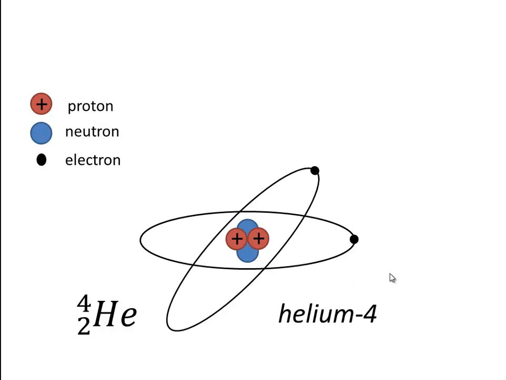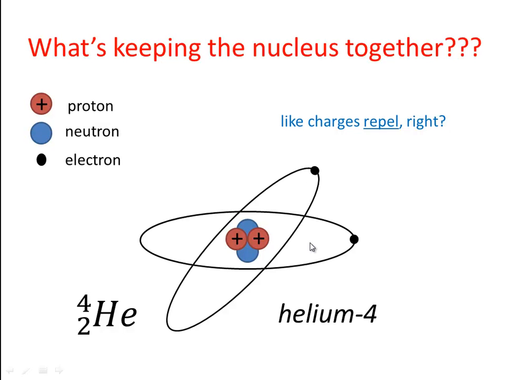Of course, we remember that the protons are positively charged, and so we have 2 positively charged protons in direct contact in the nucleus. And we remember that like charges repel. If that's the case, I don't know if you've ever wondered this to yourself, but what in the world is keeping that nucleus together? Why aren't the protons flying apart from each other?